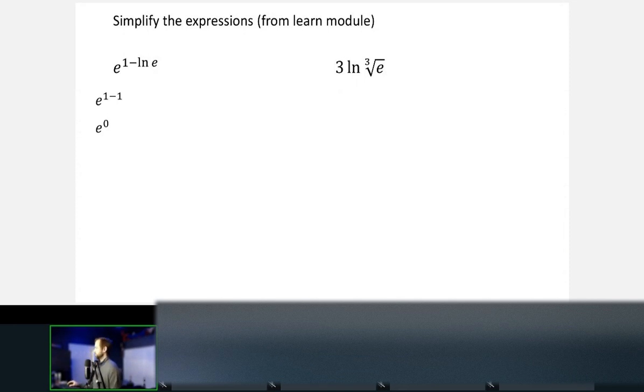And anything to the 0 power is what? Yeah, anything to the 0 power is 1. Well, other than 0, of course, but you know what I mean. All right. Who did it this way and who got it correct? Who did it that way and got it correct?